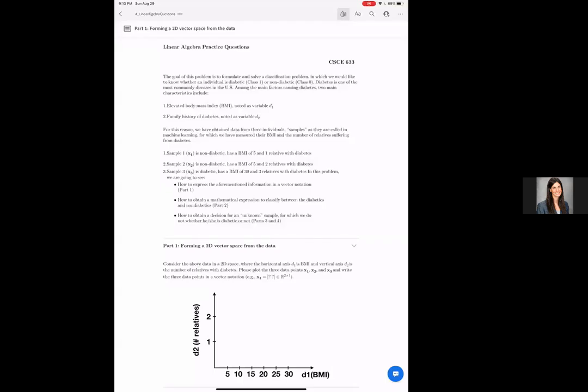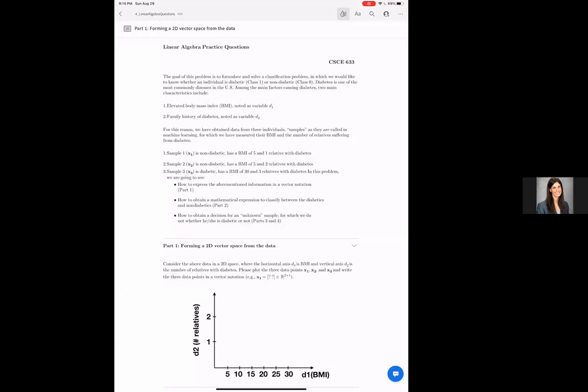Hi, today we're going to discuss a practice problem that is based on linear algebra, and it has an application on many of the machine learning algorithms that we're going to see throughout the class. The goal of this specific problem is to formulate and solve a classification problem in which we would like to know whether an individual is diabetic or non-diabetic.